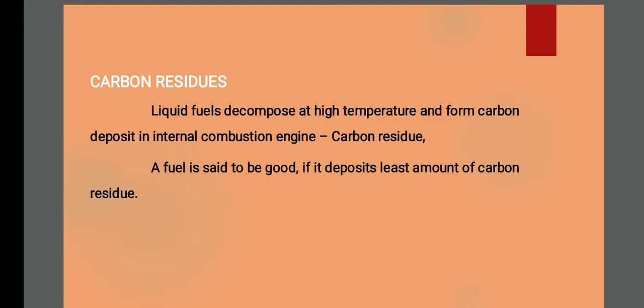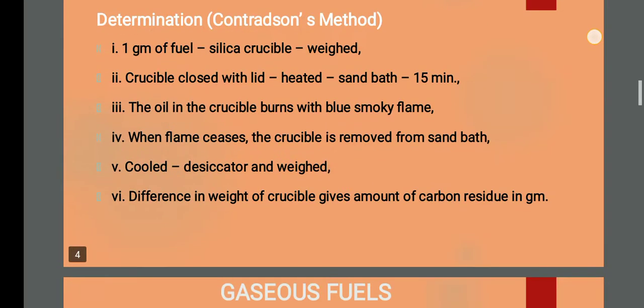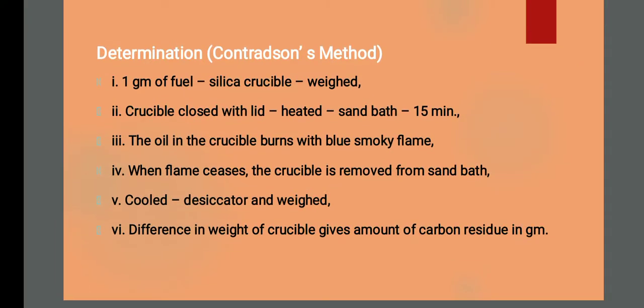Is it okay? And now we are going to see how to analyze this carbon residue. Carbon residue is analyzed by a method called Conradson's method. So what you have to do here is take 1 gram of the liquid fuel in a silica crucible and weigh the crucible. You have to take the weight of it.